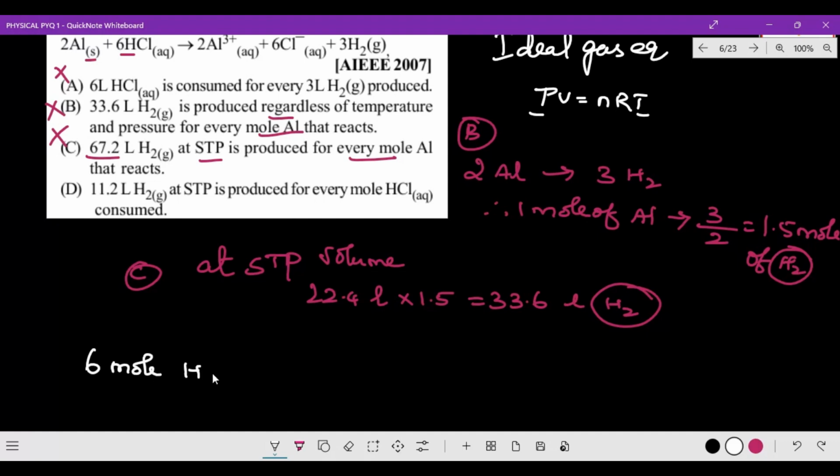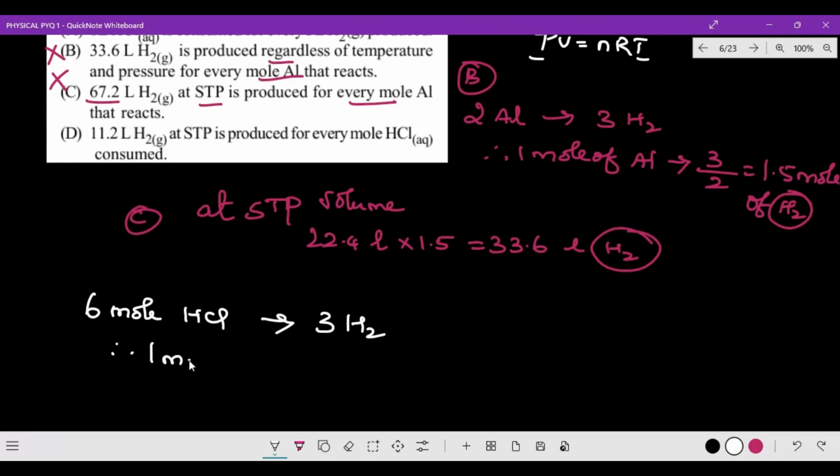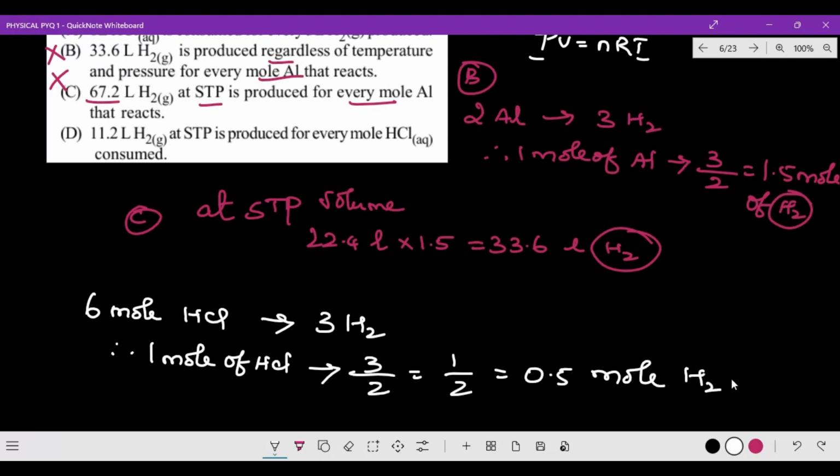So 6 moles of HCl can produce 3 moles of hydrogen gas. Here they are giving 1 mole of HCl, which is aqueous. So it gives 3 by 2, a unitary method only, right? So here you will get 1 by 2, which means 0.5 mole of hydrogen gas produced.